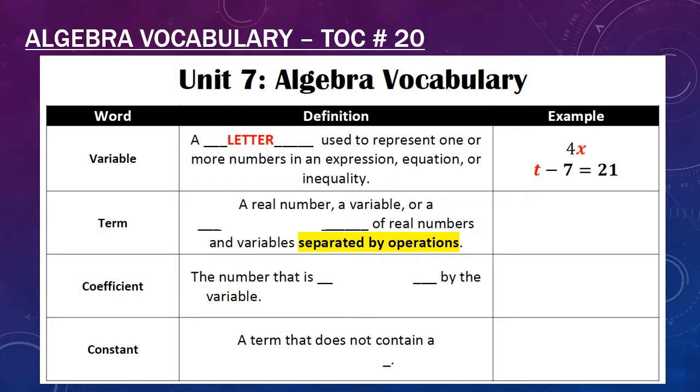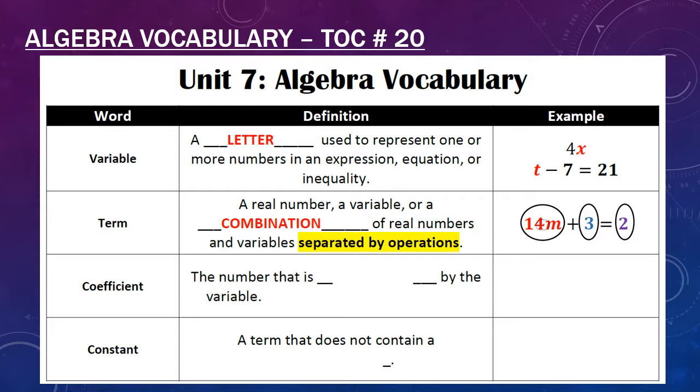The second term is term. It is a real number, a variable, or a combination of real numbers and variables that are separated by operations. So basically what this means, it is the pieces of your equation or your expression. So if we look at this example here, we have 14m plus 3 equals 2. That's an equation. The 14m, that is a piece because it's separated from the 3 by a plus sign.